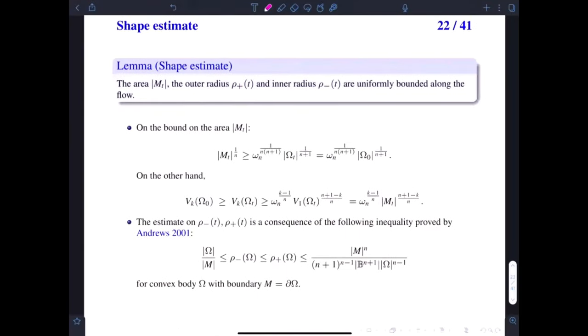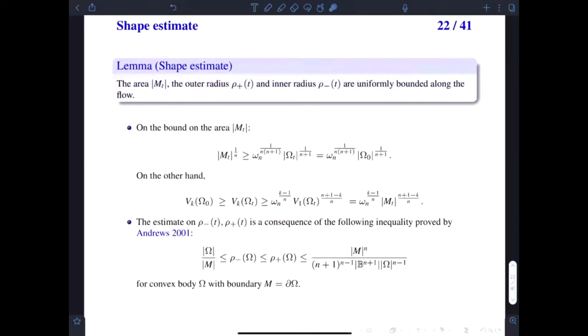Okay, now we use the monotonicity to show the good shape estimate. We see that the area of Mt and the outer radius, also plus t, and the inner radius are uniformly bounded along the flow. First, on the bound on the area, we first use the isoperimetric inequality. Because the area to the power 1 over n is greater than a constant times the volume to the power 1 over n plus 1. But the volume is a fixed constant, so this is a constant. This means that the area is bounded from below.